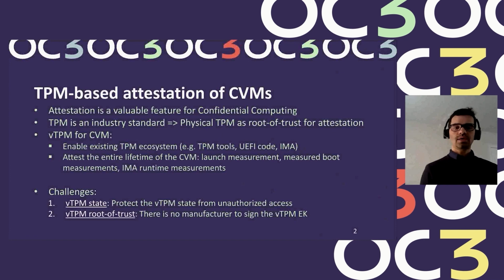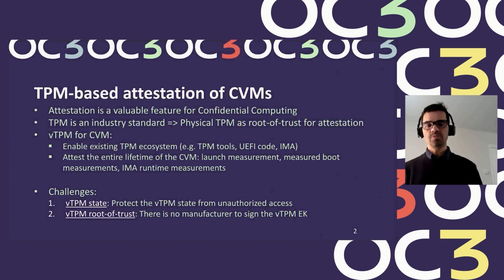At this point, I think we can say that attestation is a valuable feature for confidential computing. Before copying or delivering any secrets to the confidential VM, we can use attestation to check if the confidential VM is the right one and also if it's in the right state. The Trusted Platform Module, or TPM, is an industry standard and it provides crypto functions. The physical TPM has been used as root of trust for attestation.